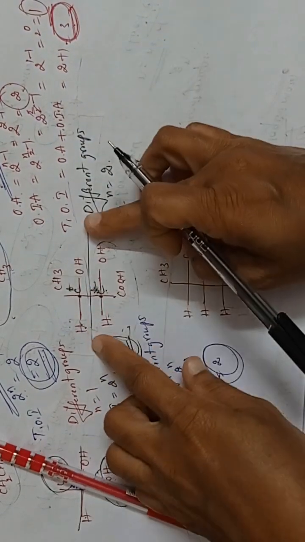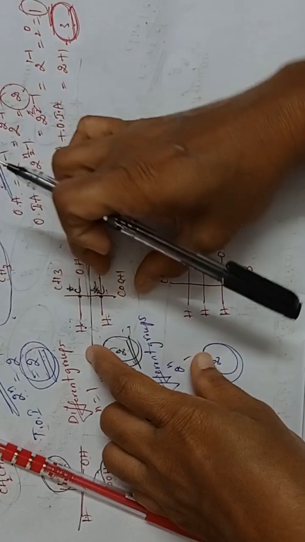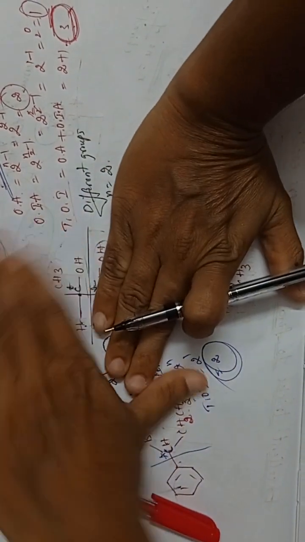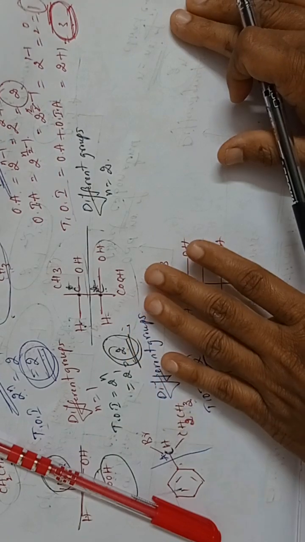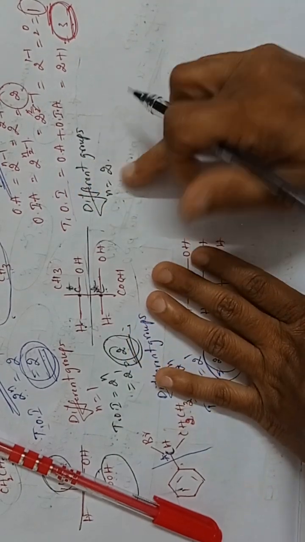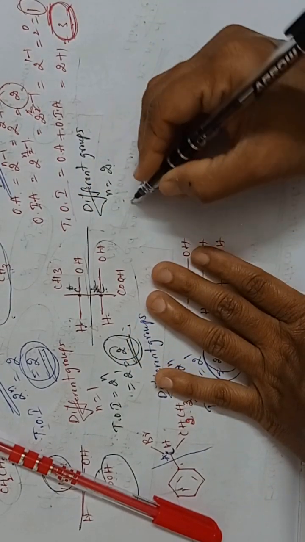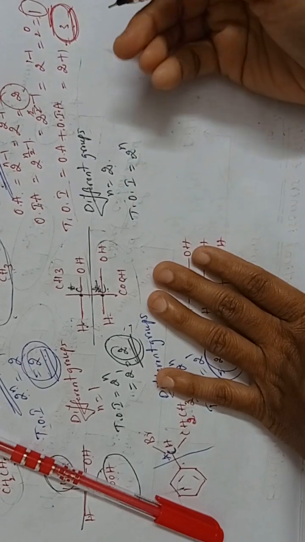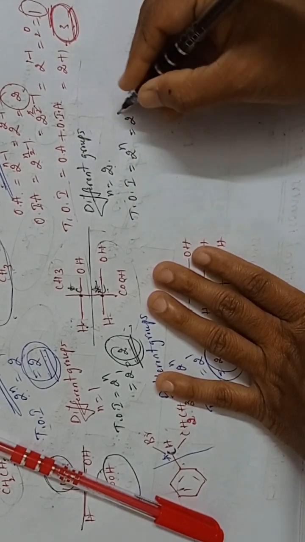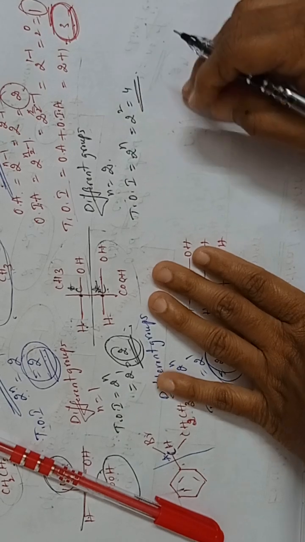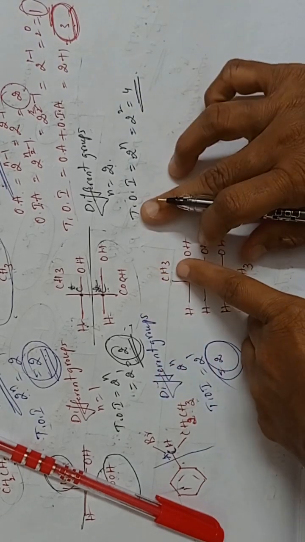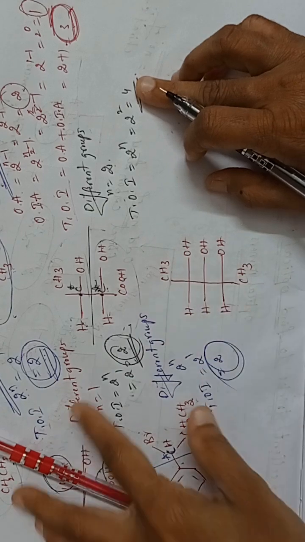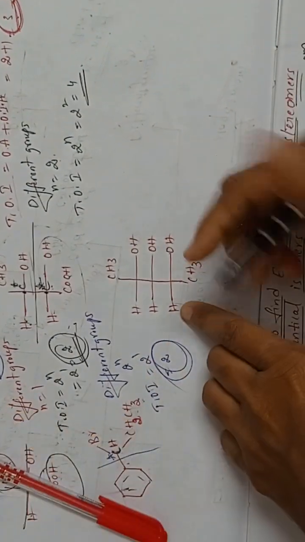Different groups divided into 2 equal parts. Here these 2 groups are different groups. Understanding? Top and bottom, both are different groups. Different groups, N equals 2. What is the formula to calculate total optical isomers? 2 power n. 2 power n, 2 square. How much, students? 4 optical isomers. Total optical isomers, how much, students? 4. Clear?